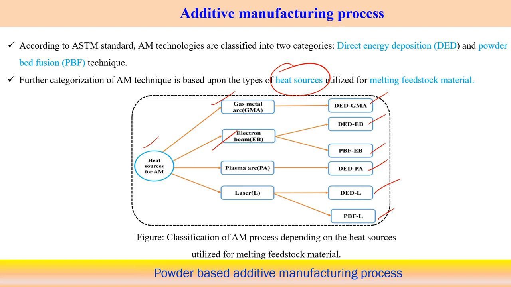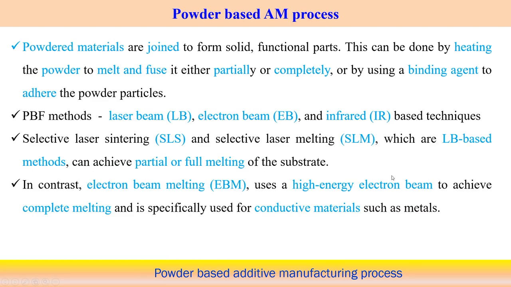Therefore, we can see there are lots of variants of additive manufacturing processes depending upon the type of heat source we utilize and the approach. So one parameter is the heat source, what type of heat source we are utilizing, and the second parameter is the approach, whether it is powder bed fusion or directed energy deposition. Based on that, all these different variants of the manufacturing process have been developed. Now, if we look at the powder based additive manufacturing process, here powder material is used as the raw material.